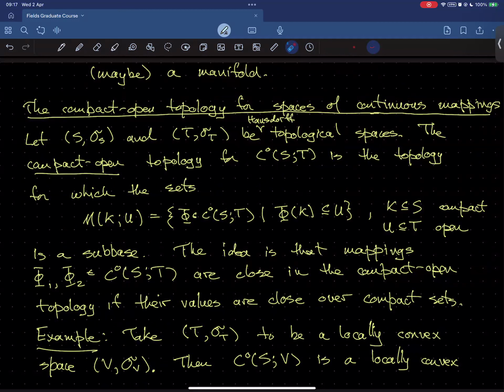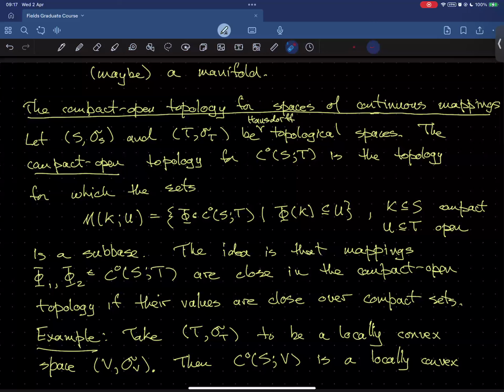Okay. So let's look first at this. We talked about this briefly at various points. I'll do it a tiny bit more systematically here. Let's talk about the compact open topology for spaces of continuous mappings. Right. So I have two topological spaces, S and T, and I'm going to assume right off the bat that they're Hausdorff.